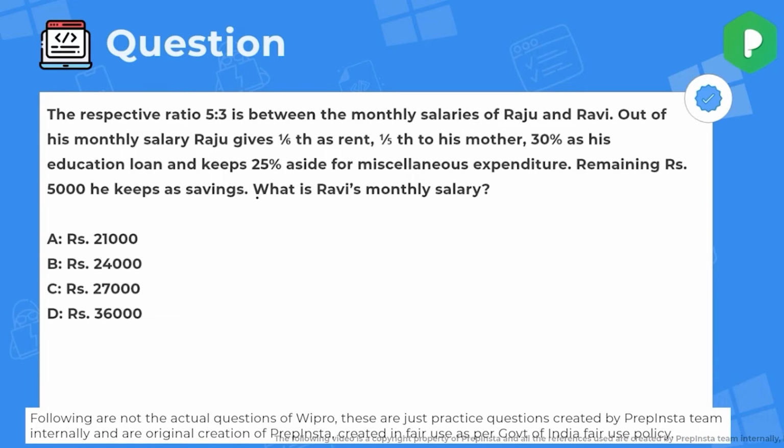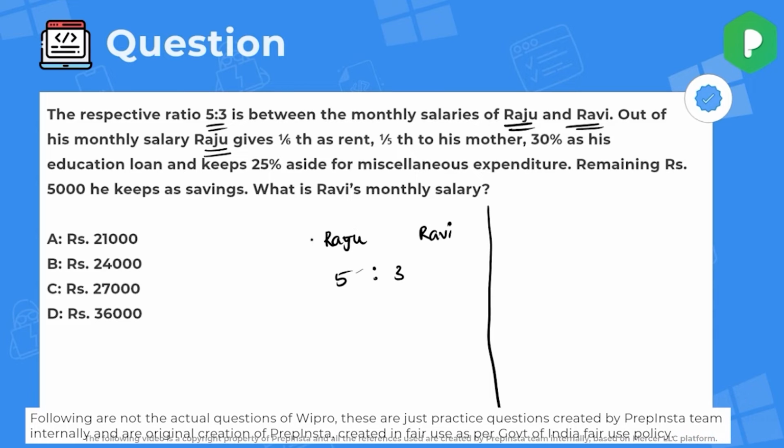I hope everyone has done well. Just look at the question now. The monthly incomes of Raju and Ravi are given in the ratio 5:3, right? So Raju and Ravi's salaries are in the ratio 5:3. Just look at how we will do. The total information given is related to Raju, and we have to find Raju's income first. Then we will compare Raju's income with Ravi's income to get our answer.